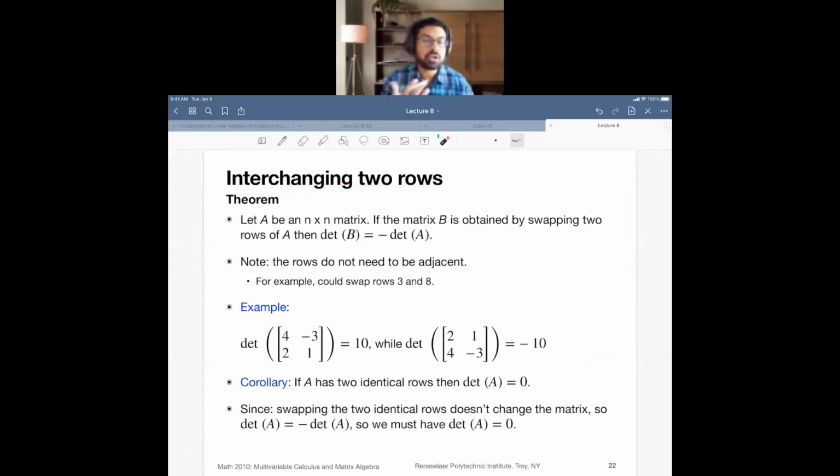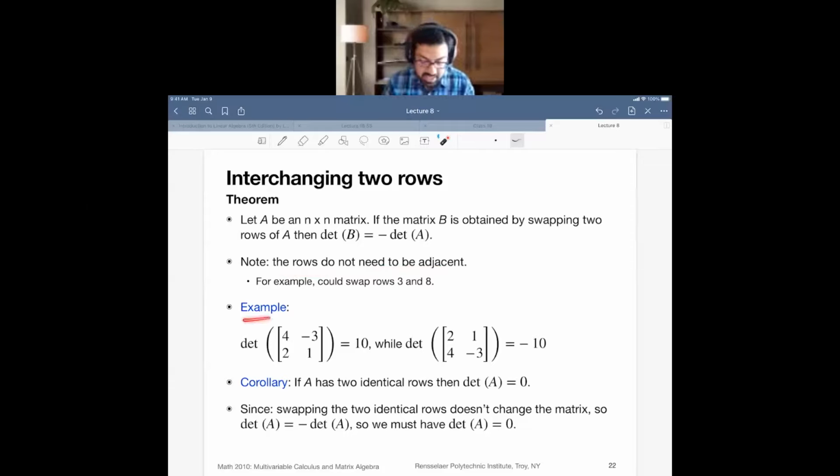Let's try to check for the first one. Interchanging two rows. What happens to the determinant of a matrix if the rows in the matrix are interchanged? And you're talking about interchanging two rows just once. So if A is an n by n matrix, B is obtained by swapping two rows of A, right? So B is a version of A, but in which the two rows have been swapped. Then the determinant of B is simply minus determinant of A. Interchanging two rows, determinant gets a flip of sign. The two rows do not need to be adjacent. They can be row 2, row 5, any row.